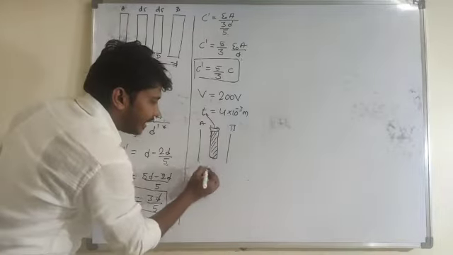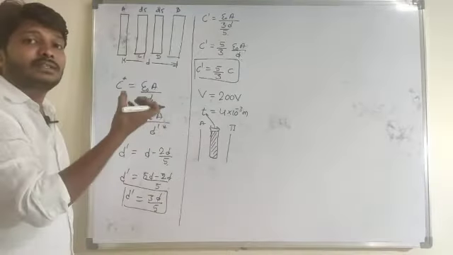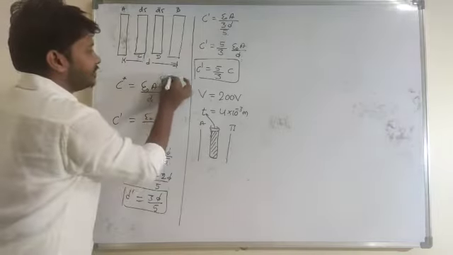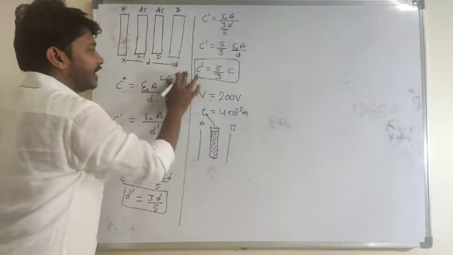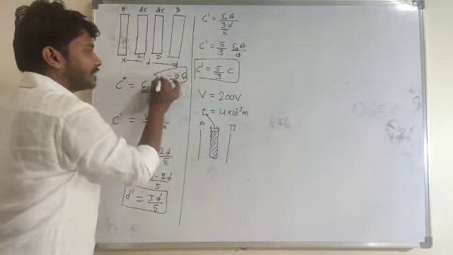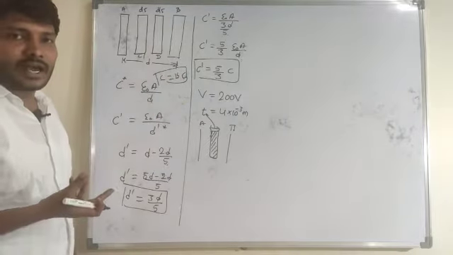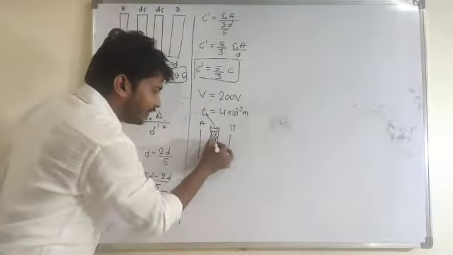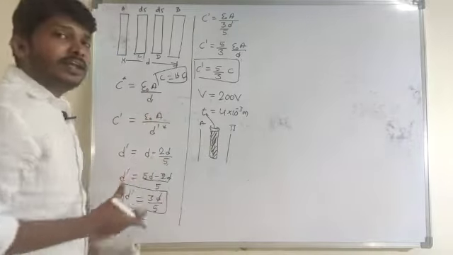After introducing the dielectric medium, what happens here? The capacitance value will increase. By this formula, C is equal to K into C naught. So capacitance is directly proportional to the dielectric constant. If you place the dielectric medium, the capacitance value will increase.